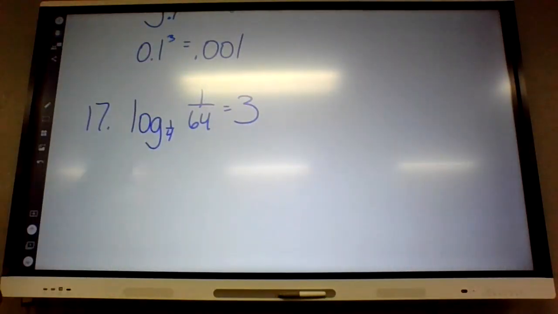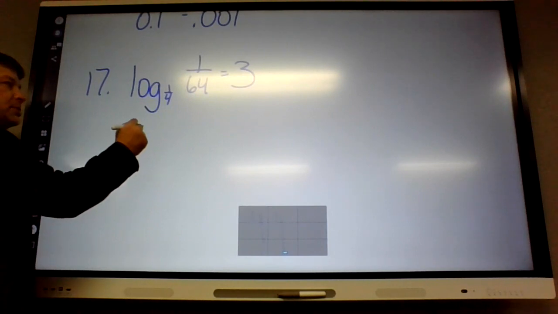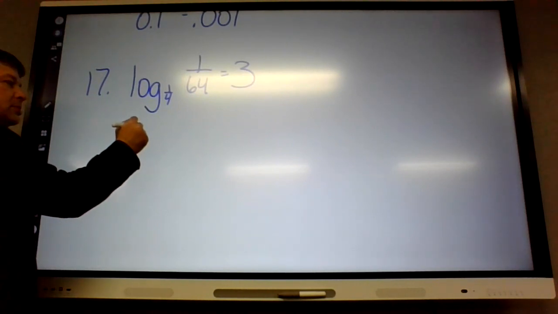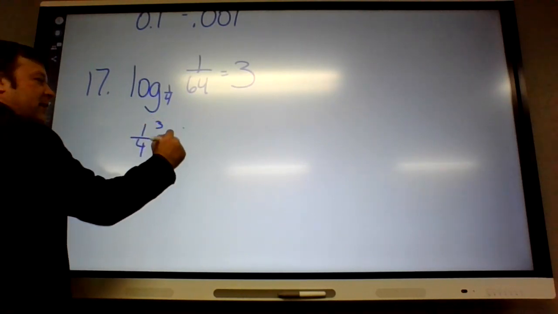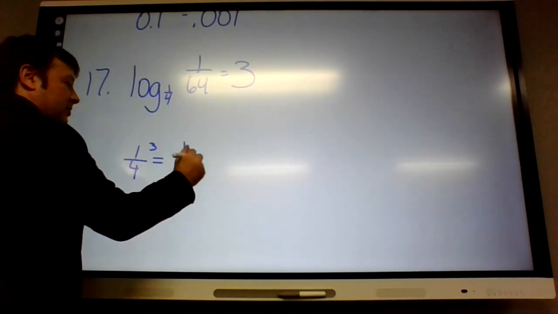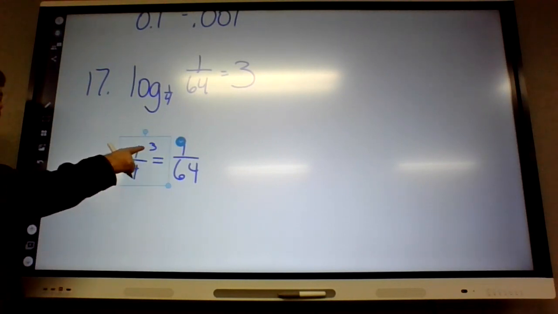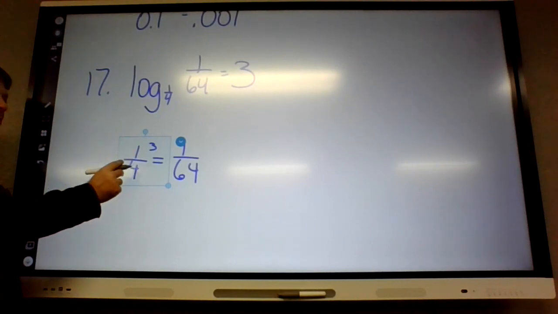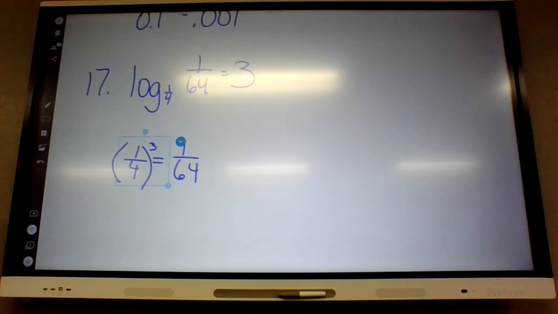Okay, this one has a little note we need to talk about. Number 17. Caden, what would this one be? Would the 1/4 be in parentheses because it's the whole thing? Yeah, that's the problem. If I just do it like this, why is this wrong? Because it looks like we're just cubing the 1. So how do I cube all of that? Parentheses. Same with the other one.